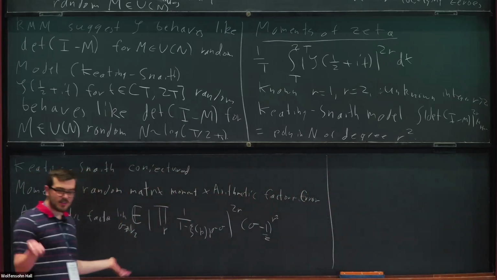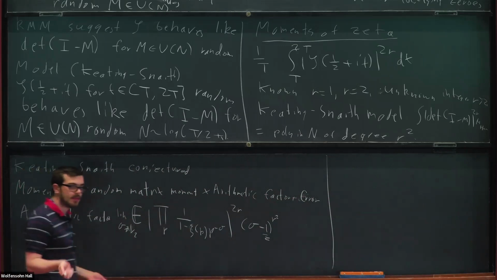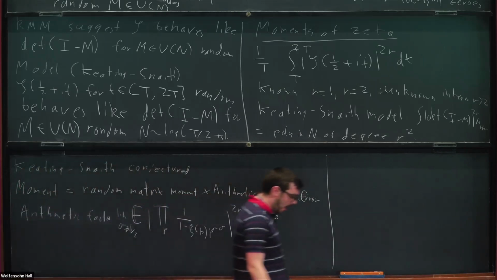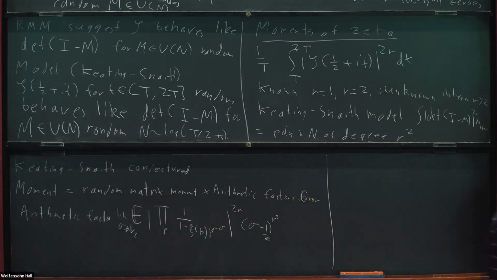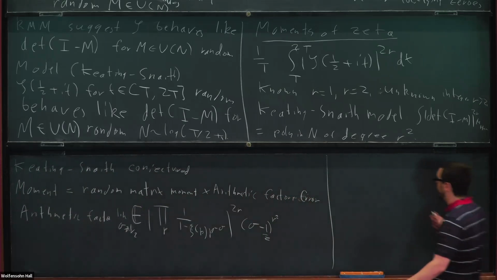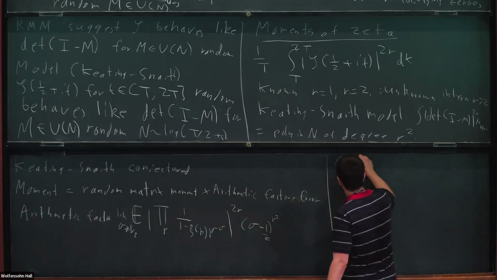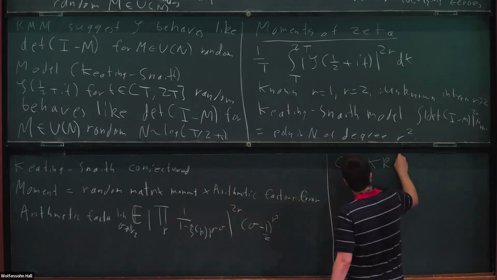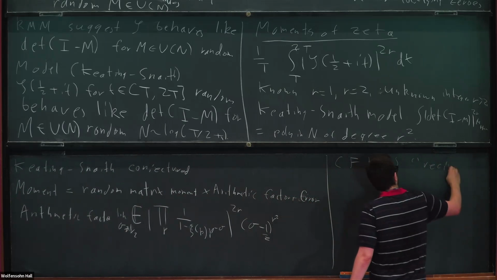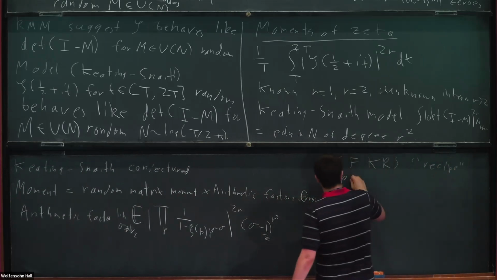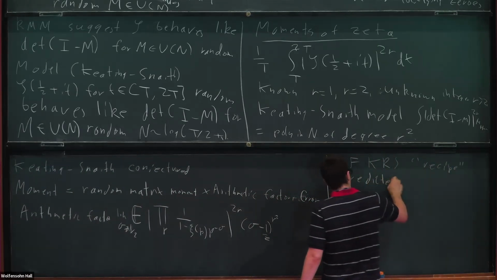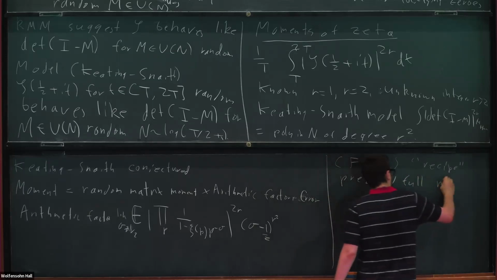But we could try to do better. We could try to get the whole polynomial, and predict that. And this was done, not using a probabilistic method, by Conrey, Farmer, Keating, Rubinstein, Snaith. So let me just write the letters: CFKRS, the recipe, predicted the full moment polynomial.